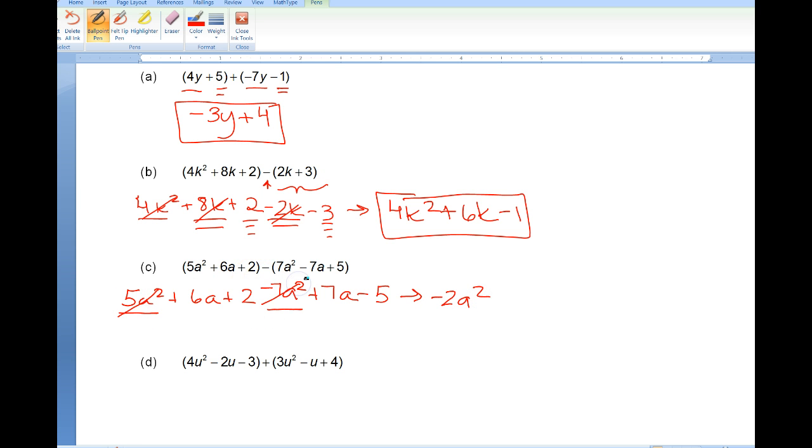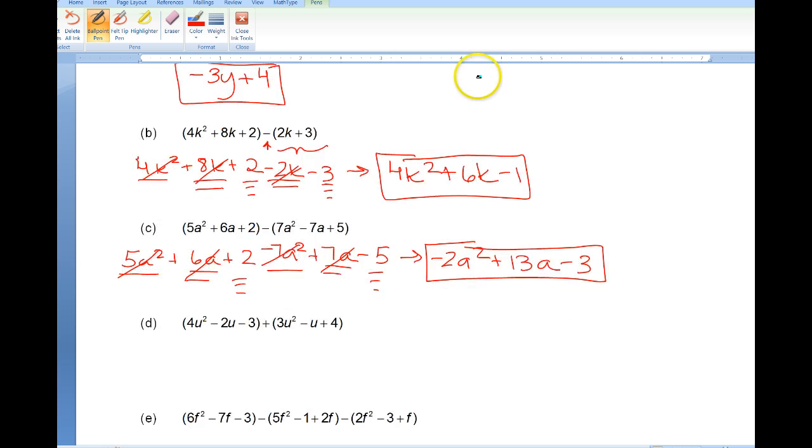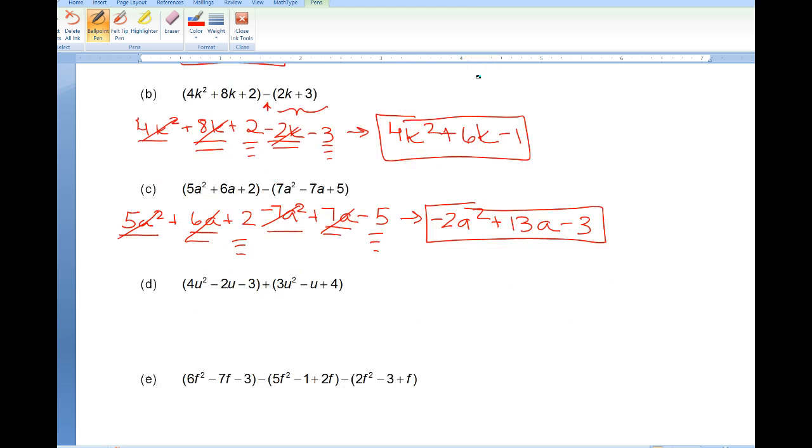Once they're combined, I'm done with them. I'm going to find the next like terms. I have 6a plus 7a, so that is 13a. And then I have 2 minus 5, which is negative 3. So negative 2a squared plus 13a minus 3, that's my final answer. I'm just combining my like terms, but when they're being subtracted, again, I have to account for that negative in the second polynomial.